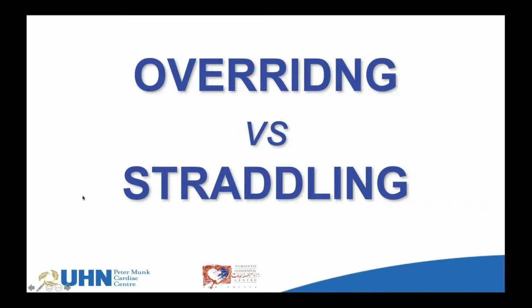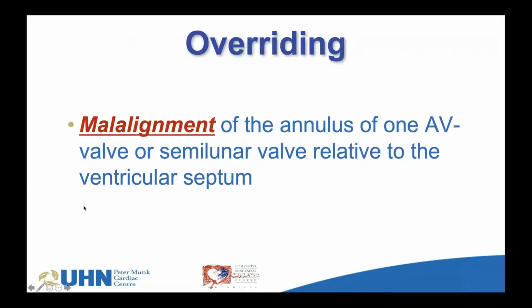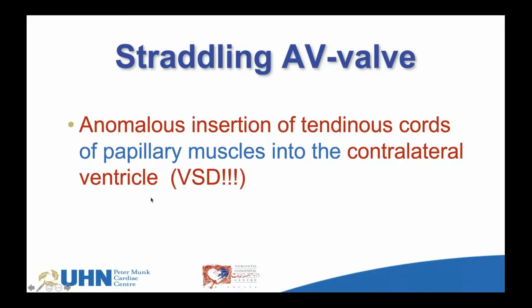So this brings me to another term, overriding and straddling. So what's straddling? What's a straddling AV valve? A straddling AV valve describes just an anomalous insertion of a tendinous cord of the papillary mass into the contralateral ventricle. So this means you need to have a ventricular septal defect.